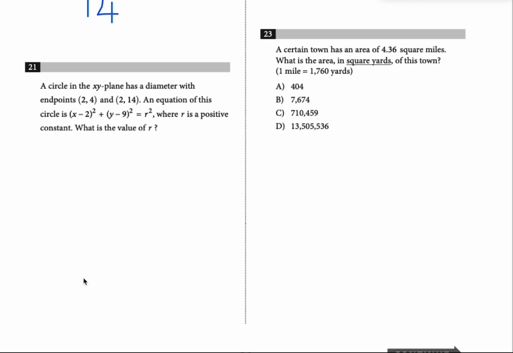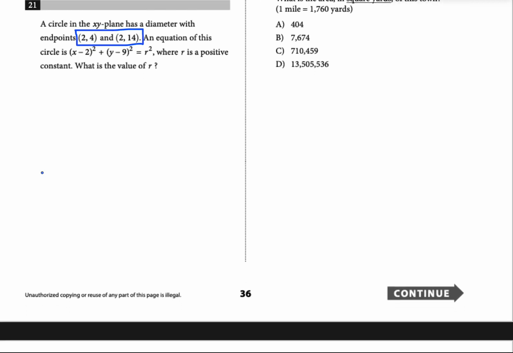So the value of r can be determined by looking at the diameter of this circle, which they've given us endpoints for. So we can determine the distance between those two points, and that should give us the diameter. Once we find that diameter, to get the radius we just divide it by 2. And the way you get the distance between two points is to use the distance formula.